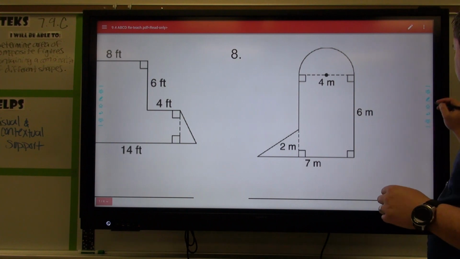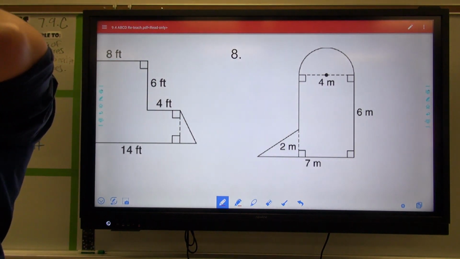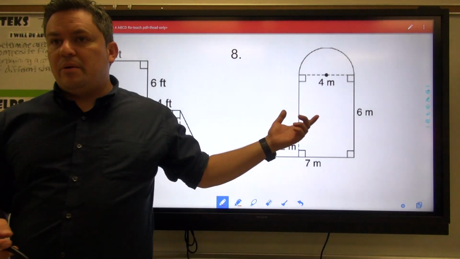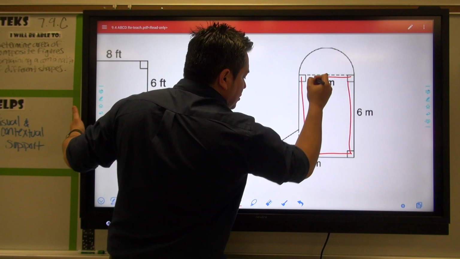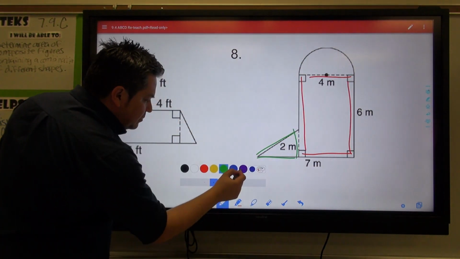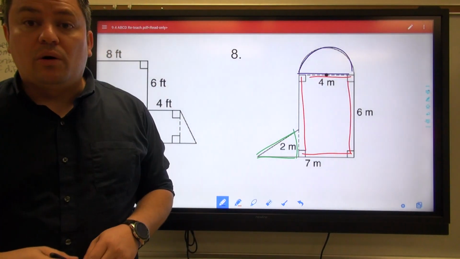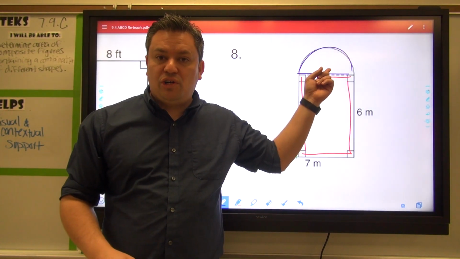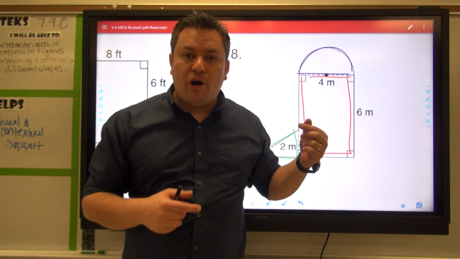Number 8 on AB side. Now, for number 8, it's a little more complicated because we have this thing that kind of looks like a rocket ship, right? So we have a rectangle, we have a triangle, and we have a what? Semicircle, or half a circle. It's very important to know that this is not a circle, it's a half a circle, or a semicircle. When you see those keywords, you know it's half of the circle.